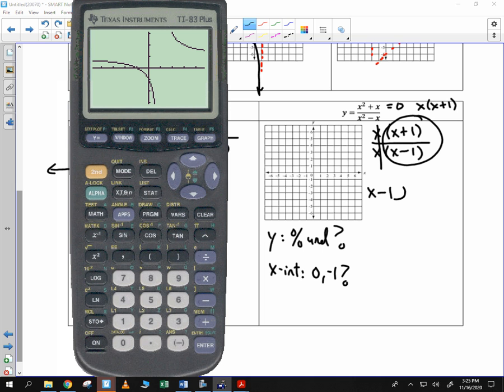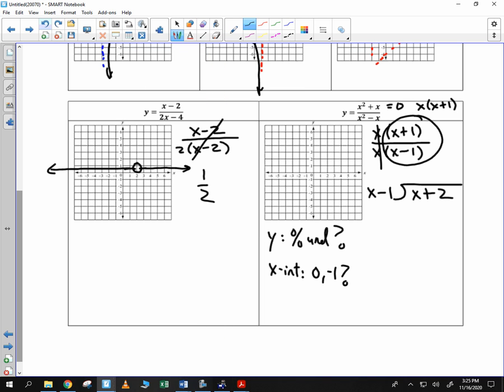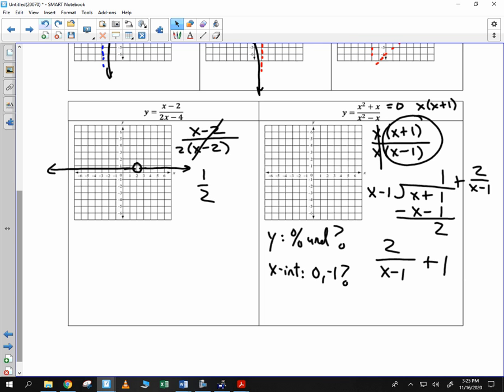X minus 1 divides into x plus 1. What do you multiply x by to get x? Multiply by 1. X minus 1. Subtract. We get 2. So plus 2 over x minus 1. So 2 over x minus 1 plus 1. So you can tell that your graph is going to be shifted 1 to the right. It's going to be shifted 1 up.